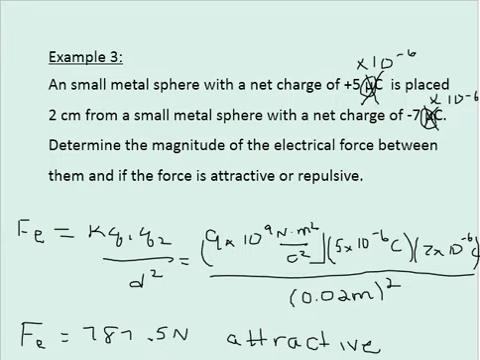If you end up with a positive size for your force, that means that your charges were like. They were either both positive or both negative. You would know it's a force of repulsion. If you end up with a negative number for your force, that would have meant one of your charges was positive and one of your charges was negative. So you ended up with a force of attraction. Just depends on what you want to do with it.